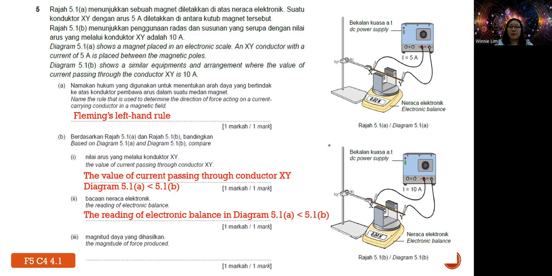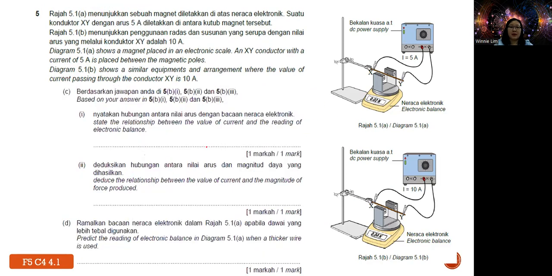Then the magnitude of force. So since the current is greater, okay, the weight is greater, of course, the force produced is greater for B, but less for A. Also, this is the way you write. You can use the symbol bigger, smaller, or you can use the term greater, smaller. And normally, this will lead to the relationship question later on.